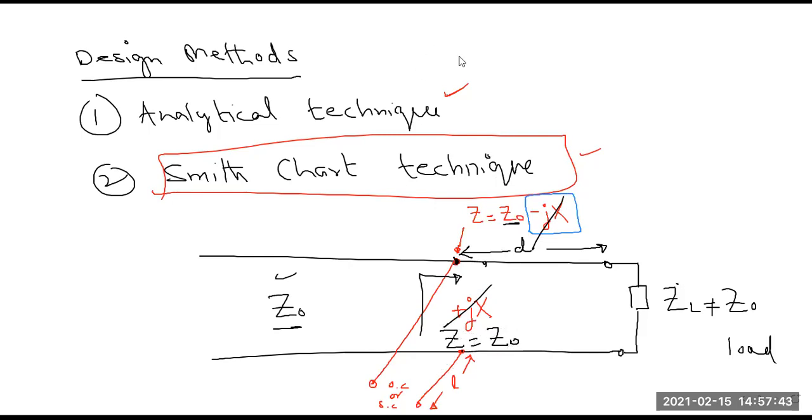So now, as before, if there is a wave coming from the source side, as soon as it arrives at this point, it will find that the impedance between these two points is z0. As a result, there will be no reflection. It will appear as if nothing is reflected. Nothing reflected means our circuit is matched.